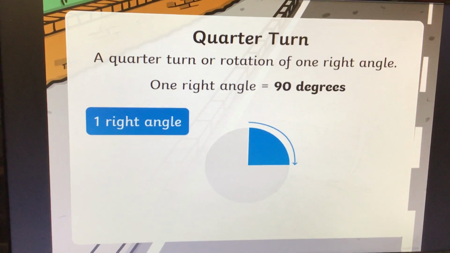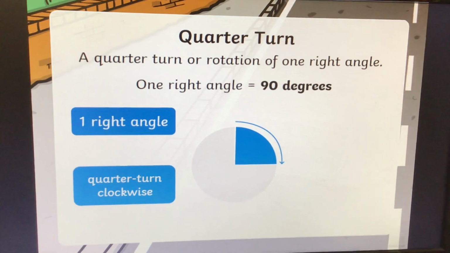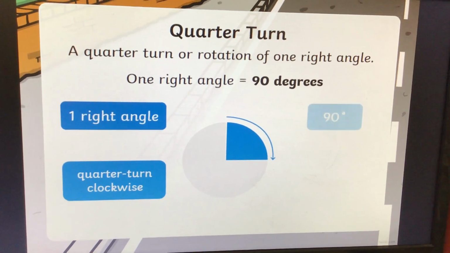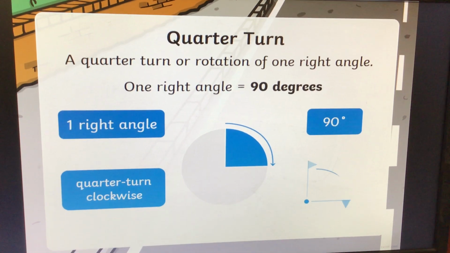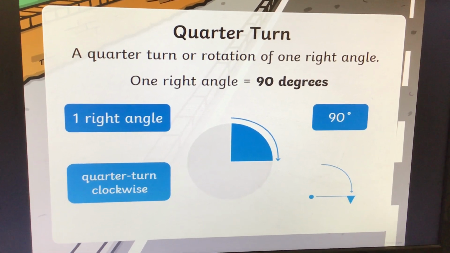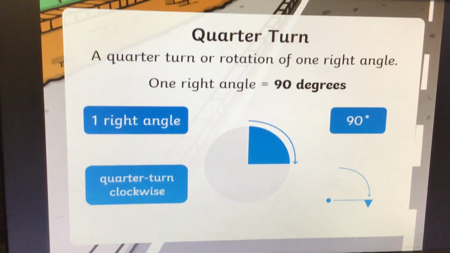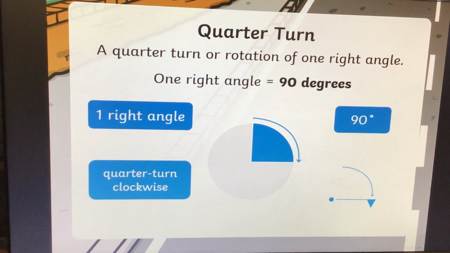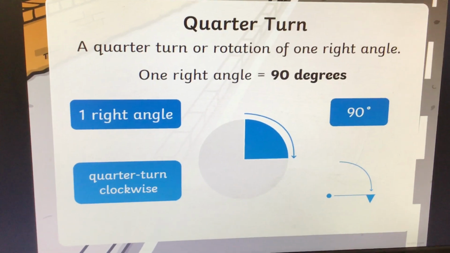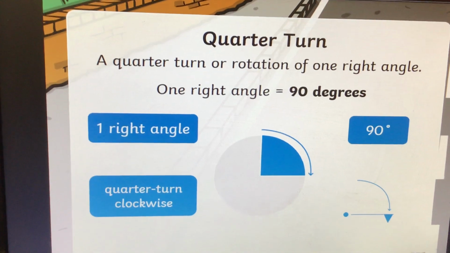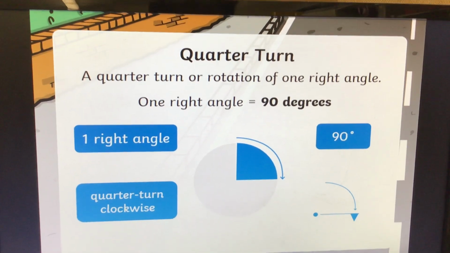So we could call this one right angle. We could call it a quarter turn clockwise. I'll come back to that in a minute. We can call it 90 degrees. And we can see it go from there to there. Clockwise, that's something you're going to have to know today. Clockwise means the way a clock goes, the direction it moves. Okay? The way the hands move round the clock is clockwise.